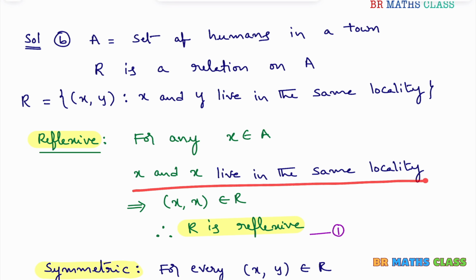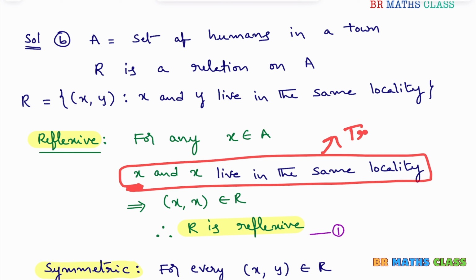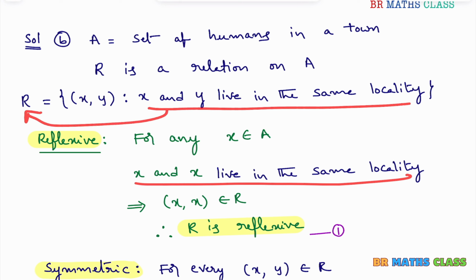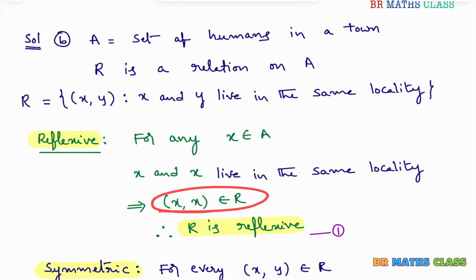If I say like this, is there anything wrong in this statement? Where x is living, there only x lives. Yes, x and x live in the same locality. We can say that. So whatever I have written here, that statement is true, right? So from this, if x and x live in the same locality, then the ordered pair x comma x belongs to the relation. Therefore, the relation R is reflexive. I have taken it as 1.